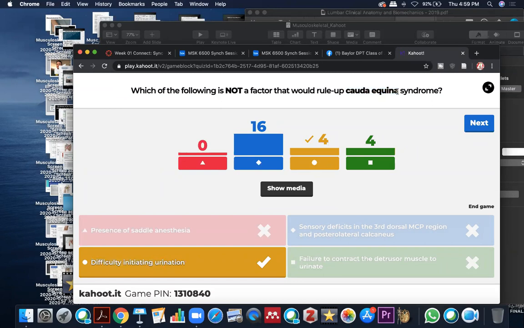Just a question, from the lectures, the sync ones. Which one is more immediate in terms of needing to get medical attention? Is it cauda equina or is it ankylosing spondylitis?